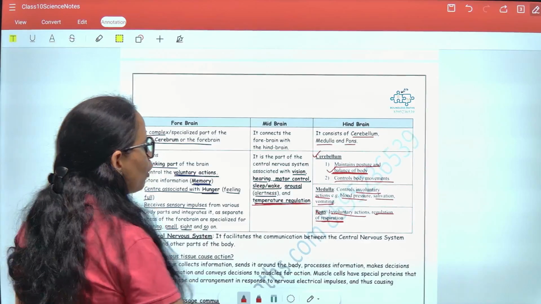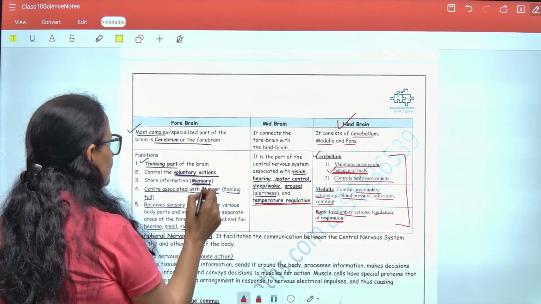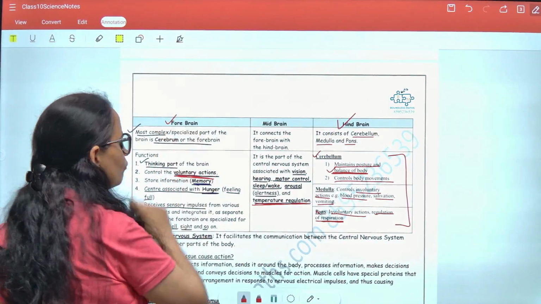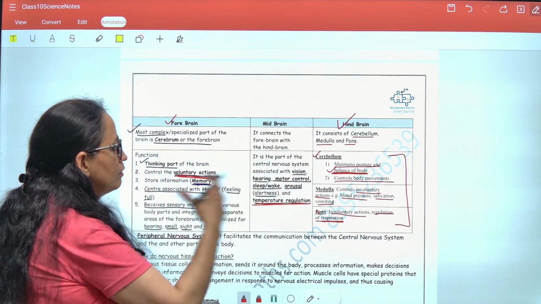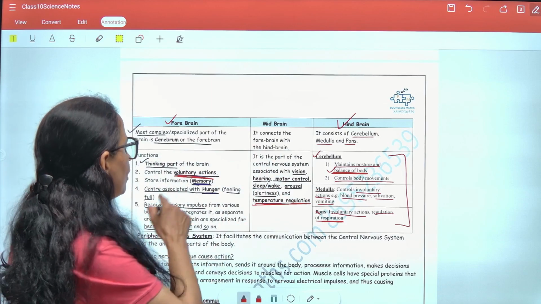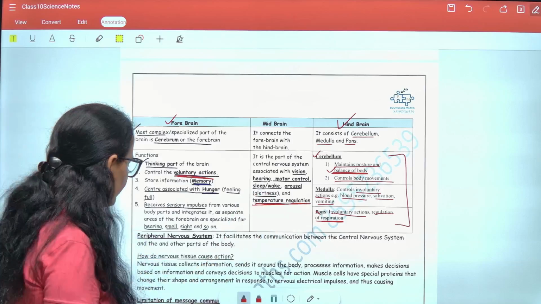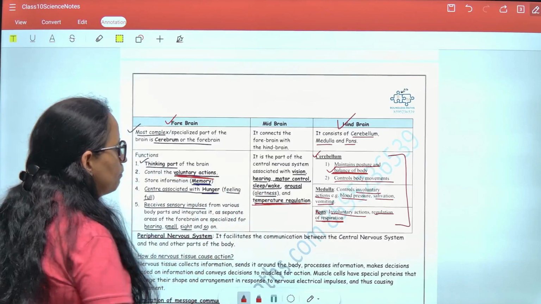So basically involuntary actions are taken care of by the hindbrain, whereas voluntary actions are taken care of by the forebrain. So this part of the functions of parts of the brain is very, very important, and you should remember all the keywords or the words written in bold here whenever it comes to functions of the brain. This is a very important part of this chapter.